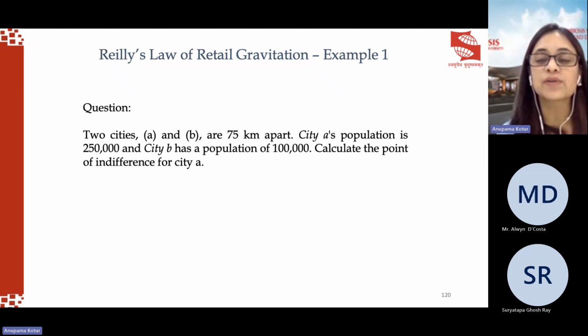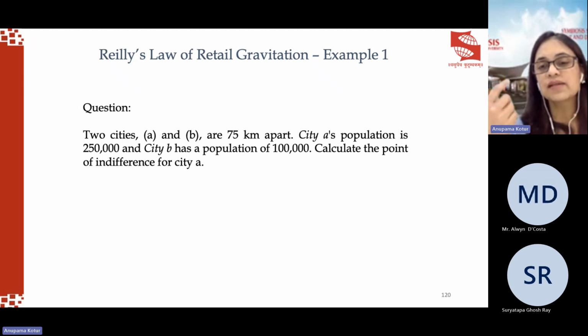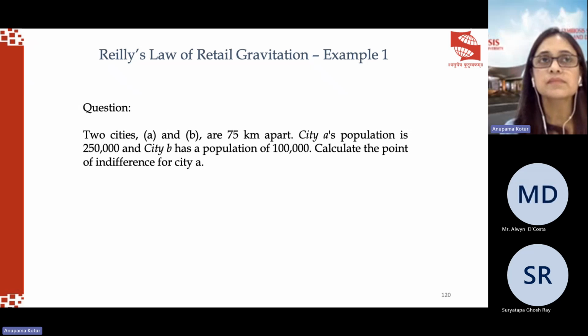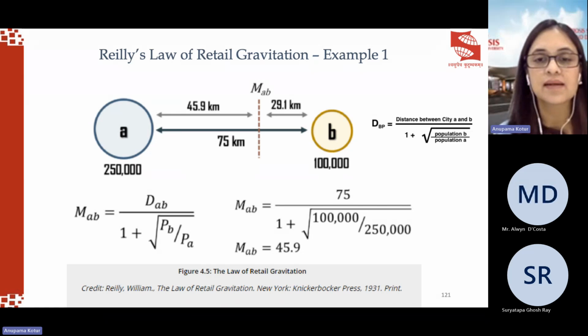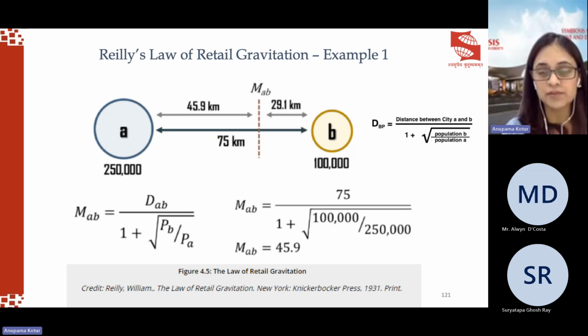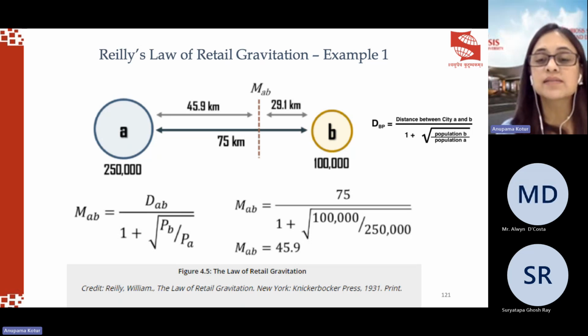So what I'm really trying to calculate here is the point of indifference for city A. I am more inclined to open my shop close to city A. Now what I will need to calculate is the trading area for city A also. That's also something that I will understand. Now, when I substitute the numbers that have been given to me in the question in the formula, this is what I am able to calculate.